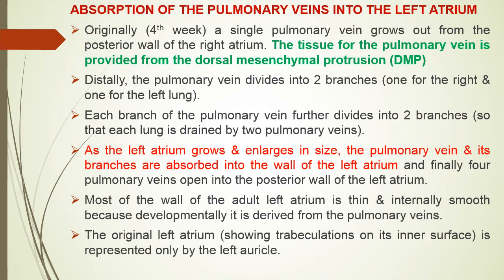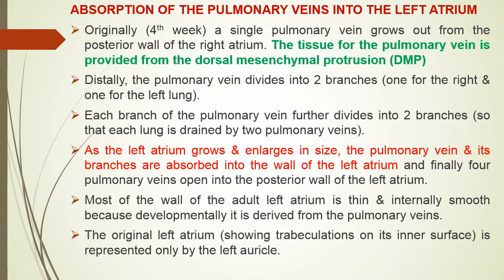So the pulmonary veins: originally only one pulmonary vein grows out from the posterior wall of the left atrium towards the lungs. Then it divides into right and left branches, and then each of the right and left branches of the pulmonary vein further divides into two branches. So two veins are ultimately found for each lung. The tissue for the development of the pulmonary vein is derived from DMP, which we discussed in the last lecture.